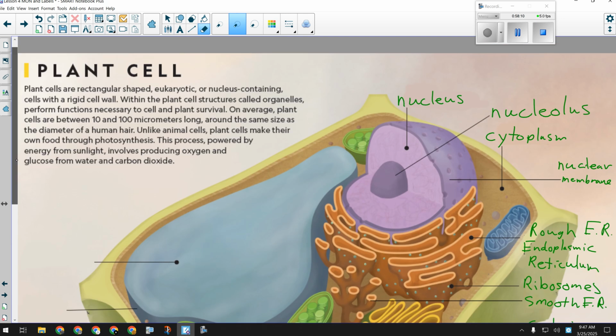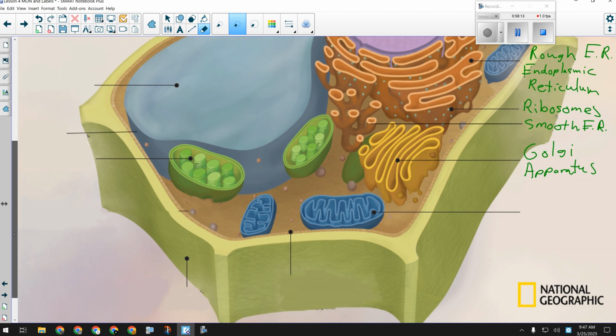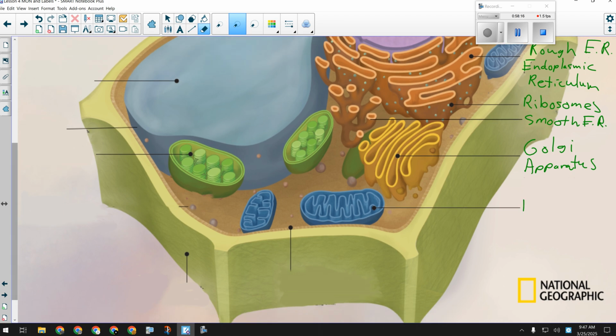All right. What are the blue things? Those are mitochondria. The mitochondria carry out cellular respiration. That's where glucose gets broken down.